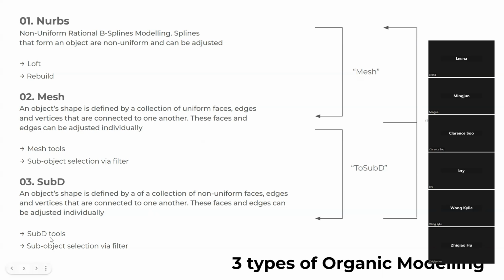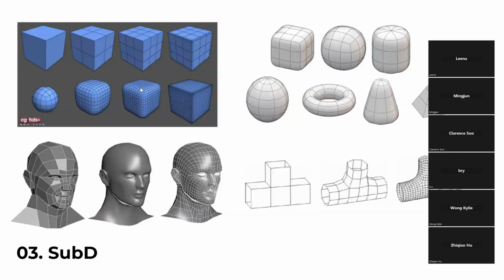So under this, there's sub D tools, and then again, you can adjust sub-objects via the filter. So sub D would look like this. If you look at this image, the top is mesh. So fewer meshes to a lot of meshes, and each of these little squares can be controlled individually. But when I go to sub D, these planar faces become non-uniform and non-planar. They become 3D. So each plane is already 3D to begin with. And if I add more faces, my object will be more defined. So it's kind of like the opposite of mesh.